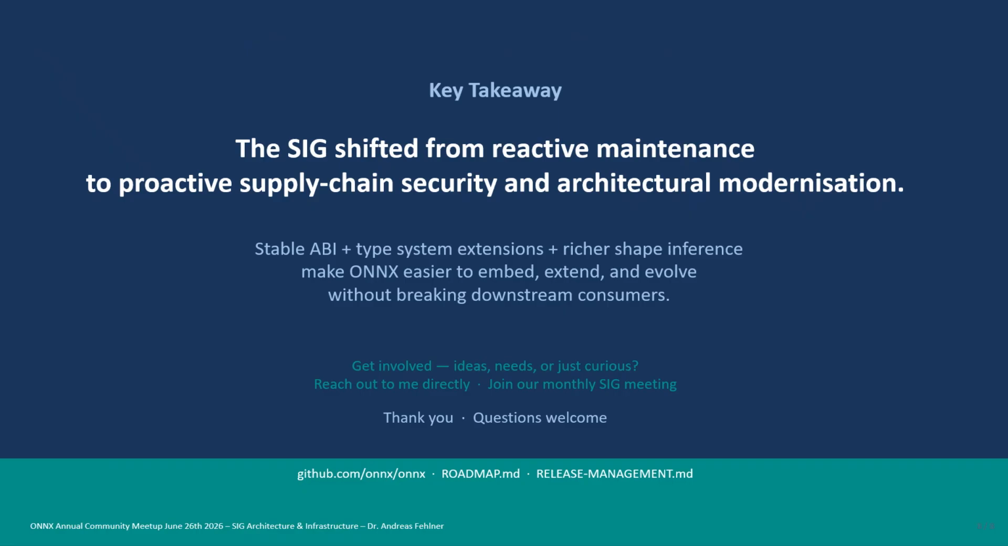To summarize, over the past year, the SIG shifted from reactive maintenance to proactive supply chain security and architectural modernization. The stable API, the richer type system, and the improved shape inference APIs all work together to make ONNX easier to embed, extend, and evolve without breaking downstream consumers.